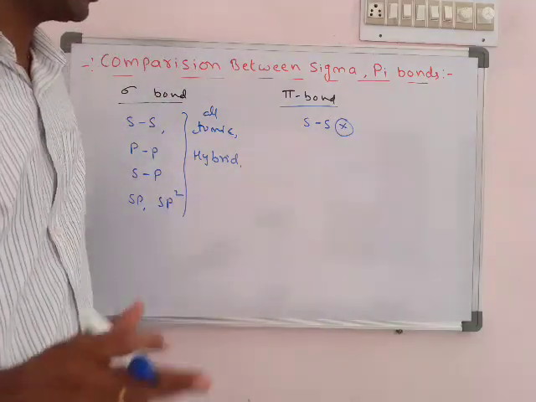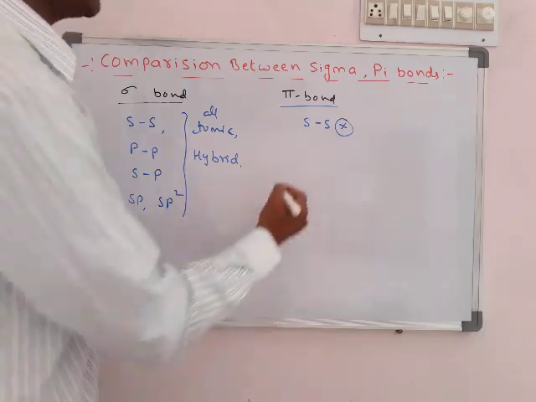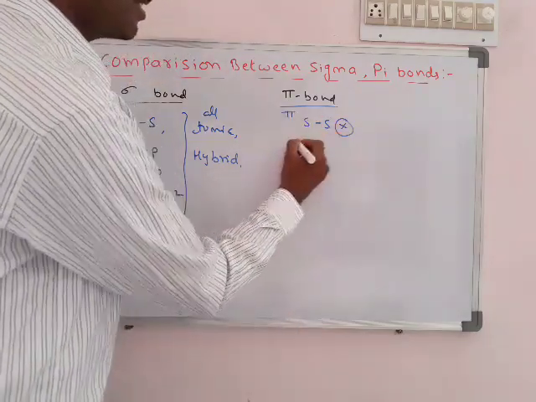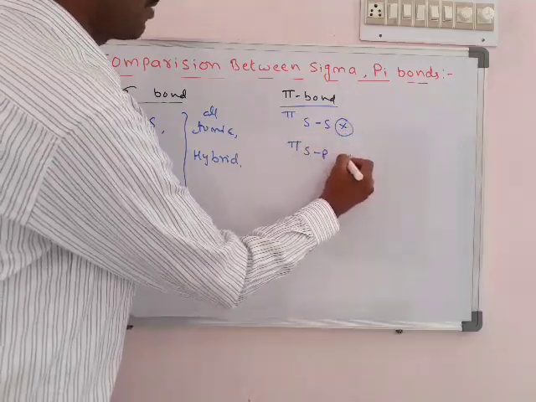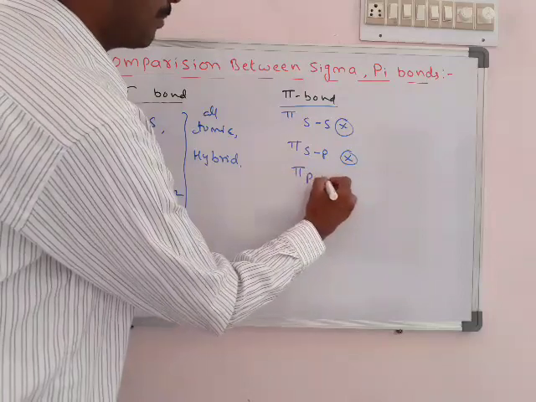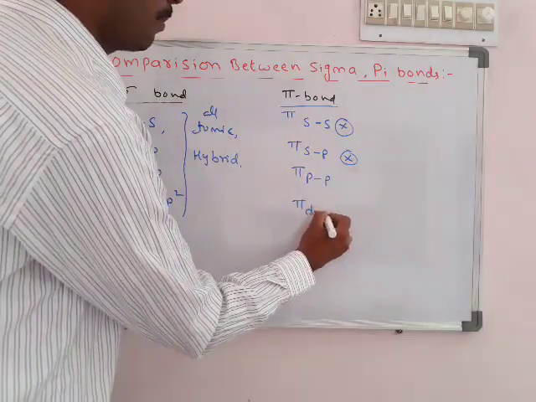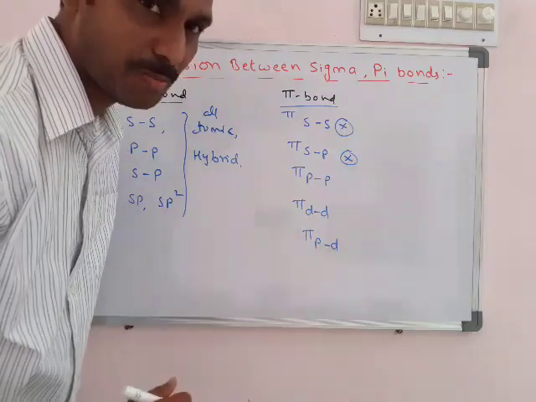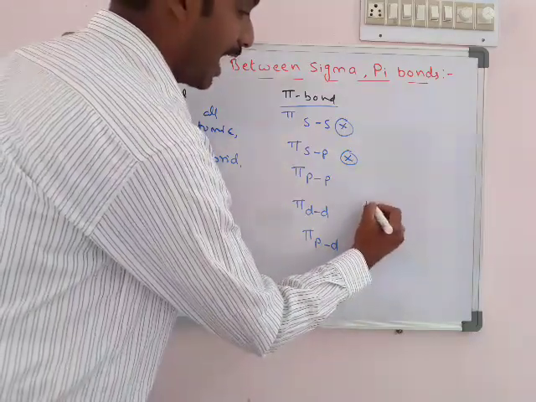For S orbitals, only a sigma bond forms, and with an S orbital there is no formation of a pi bond. Pi SS is not possible, and pi SP is also not possible. So pi PP is possible, pi DD is possible, and pi PD is also possible.